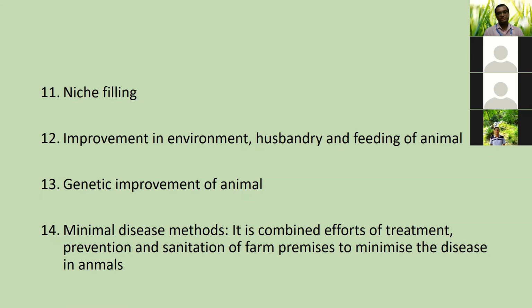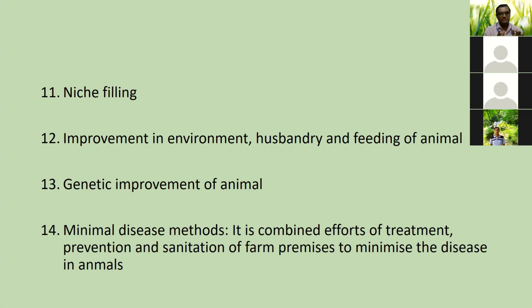Then another method is genetic improvement of animals. That is very important nowadays. People are going for genetic selection of animals. So the animals which are genetically resistant to a particular disease are selected and allowed for breeding. Like our indigenous cattle, they are resistant to so many types of diseases compared to exotic animals. So genetically selecting high producing animals and also those who are resistant to many diseases can be a strategy to eliminate or control a disease in the animal population.